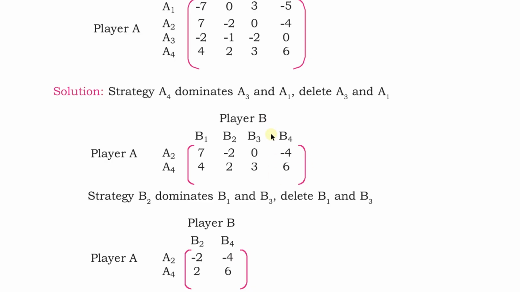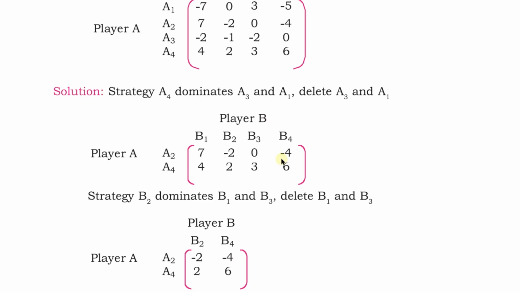Now we have to take the column wise comparison here. The column with smaller elements will dominate the others. Now consider B2 here. This looks -2 and 2. So if you compare this with all others, -2 is smaller than 7, 2 is smaller than 4. Therefore B2 dominates B1. Similarly, take this one here, B3. -2 is smaller than 0, 2 is smaller than 3. Therefore B2 dominates B3. Now compare B2 with B4.